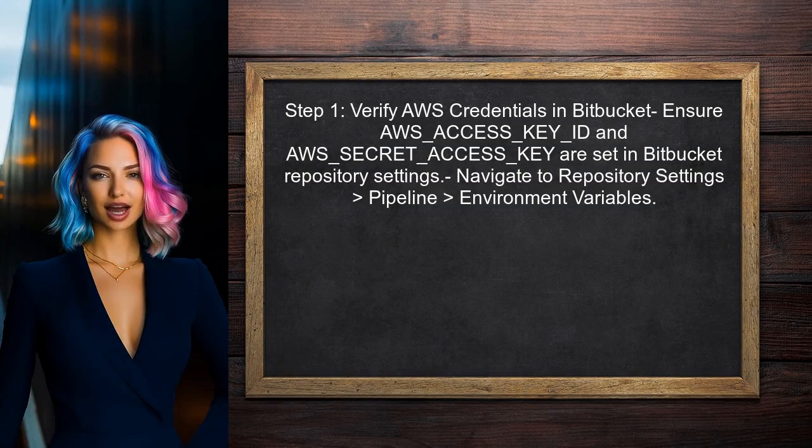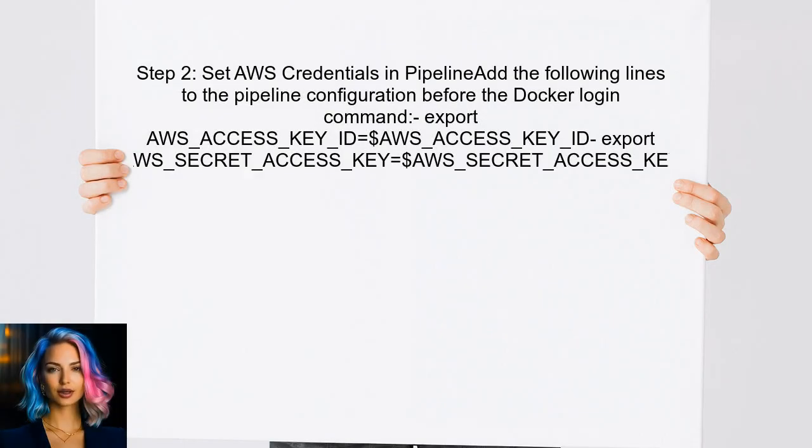To begin resolving the user's issue, we need to ensure that the AWS credentials are correctly configured in the Bitbucket pipeline. The user has already set the AWS access key and secret key in the Bitbucket parameters, which is a good start. Next, the user should modify the pipeline configuration to explicitly set the AWS credentials before running the Docker login command. This can help ensure that the credentials are recognized.